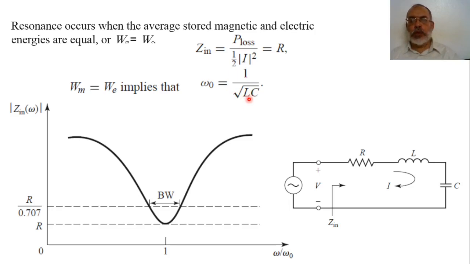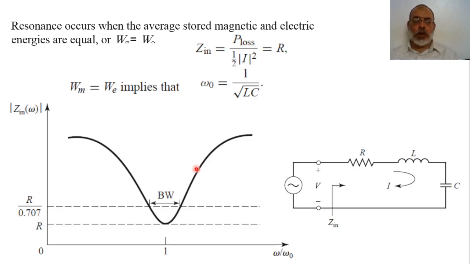If we draw the total input impedance as a function of omega, we can note that at omega equals omega naught, the input impedance has a magnitude R. At a lower frequency, the input impedance is increased because of the increase in the reactance of the capacitance. On the other hand, at higher frequency, the input impedance is increased due to the increase in the inductive reactance. At resonance, the inductive reactance equals the capacitive reactance, and both of them are opposite in sign, so the total impedance is R. So the magnitude of input impedance as a function of omega for a series resonance circuit would look like this shape.